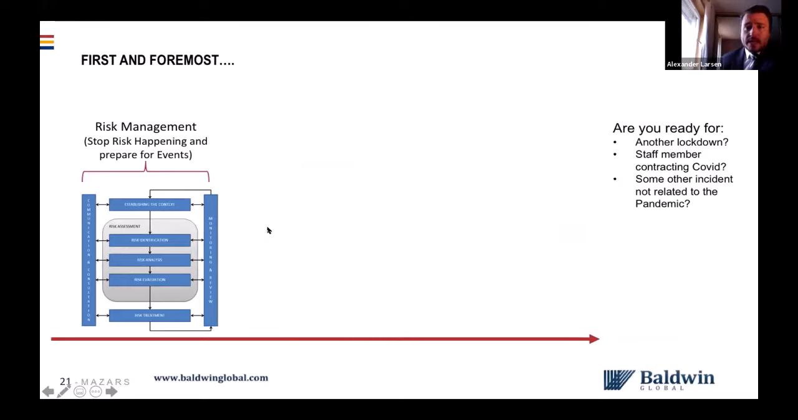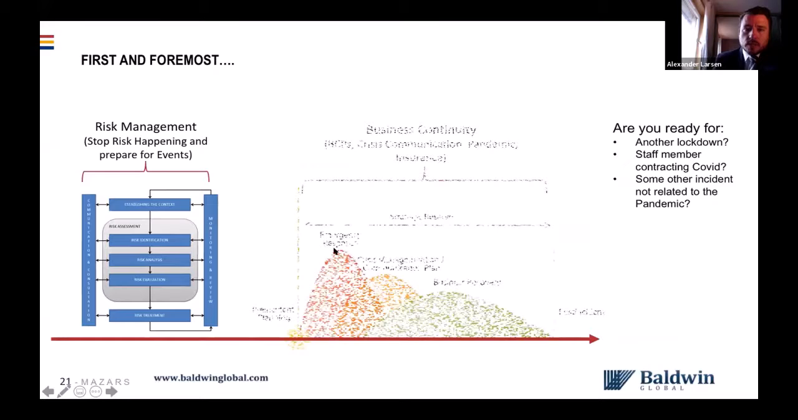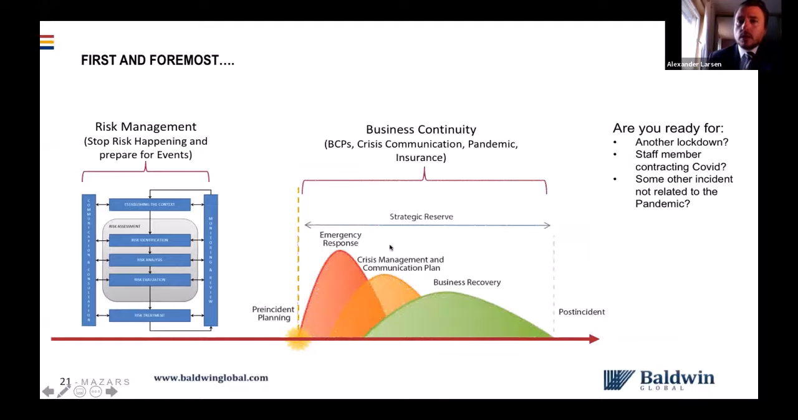Just before I really get into what the next steps are, it's very important, first and foremost, to consider risk management in general. We want to be doing risk management to stop risks from happening in the first place, or if it's opportunity, to make sure they do happen, and be prepared for it. And that includes business continuity as well. If the event still occurs, are we ready? Whether it's from a business continuity, crisis communication, pandemic, or insurance, all of these aspects need to be considered. It all falls under the risk management umbrella.